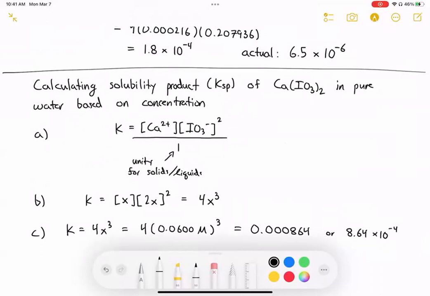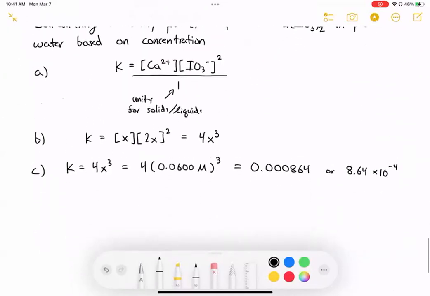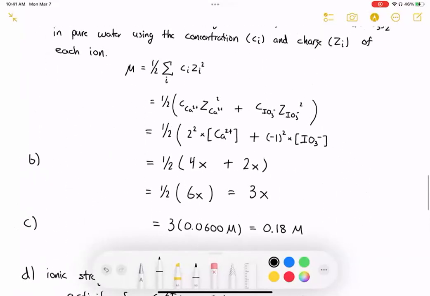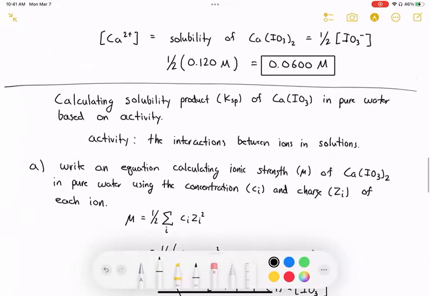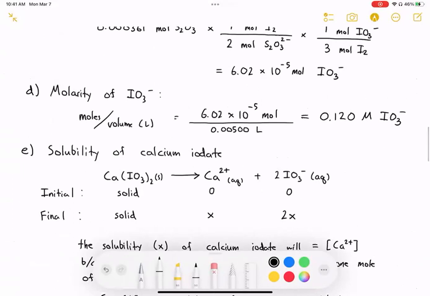Now let's go to experiment 4. So these were, experiment 5. So these were all part of experiment 4. So hopefully that cleared some things up: calculating the ionic product, calculating the solubility of calcium iodate. So hopefully we were able to get rid of any confusions.